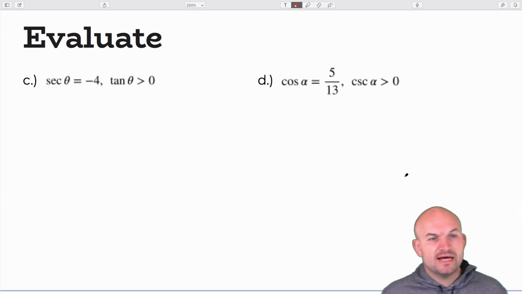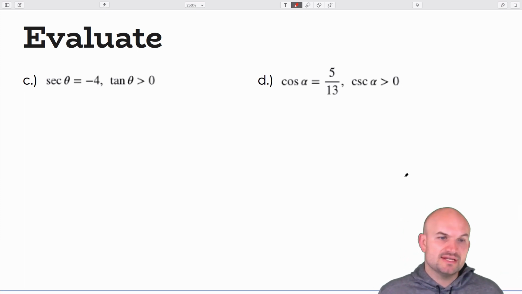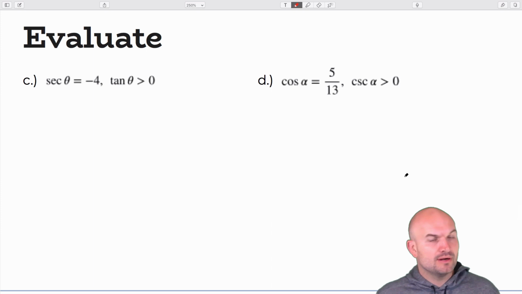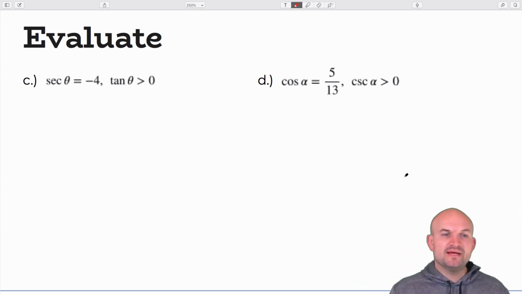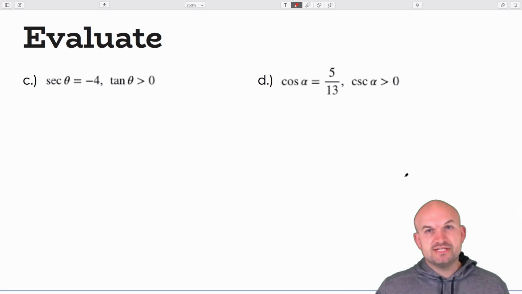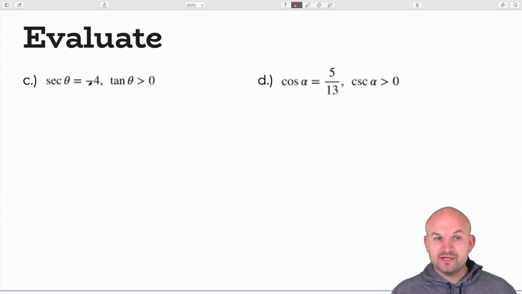All right, so now let's get into some fun ones. Here we have secant of theta equals negative 4. Now again, remember secant is r over x. Well, we don't have an r over x, we just have a number. But remember, trigonometric functions are a ratio. They are a comparison. How big is the hypotenuse compared to the adjacent side? So that means we need to write this as a fraction. To do that, we can just write this as negative 4 over 1.